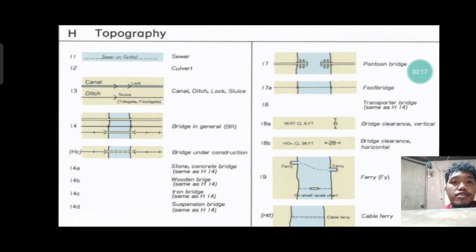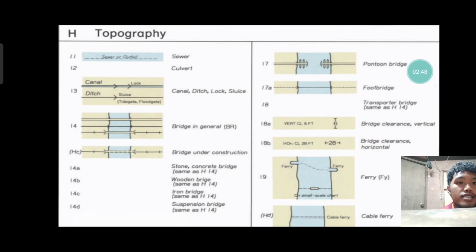As you see, the difference between the bridge and the bridge under construction is the continuous line and the broken line. Next is the stone concrete bridge, wooden bridge, iron bridge, suspension bridge. These pictures on the right side are the pontoon bridge. Next is the footbridge. As you can see, the line is so thin, not like the other bridge, where the line is thick.